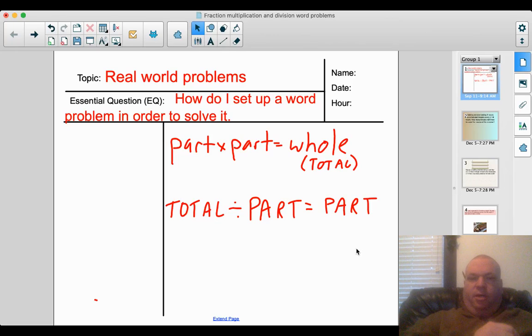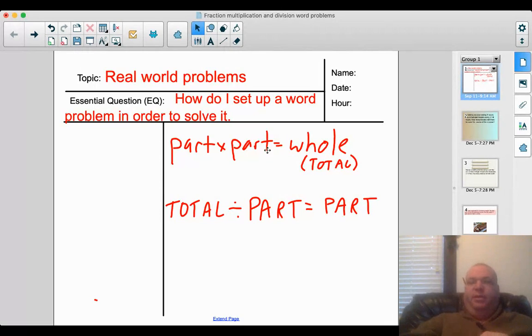Hello, everybody. We're going to start looking at some real world problems and trying to use our multiplication and division skills to solve these. So this is something you've seen before when you're dealing with decimal problems. So I'm going to bring it back up again because it's going to be the same kind of thinking.